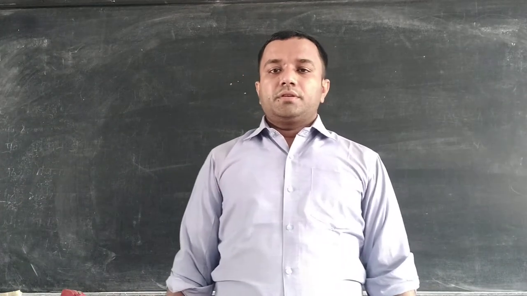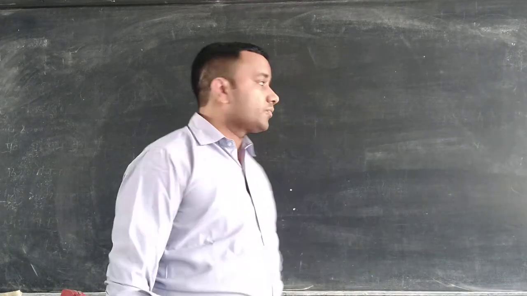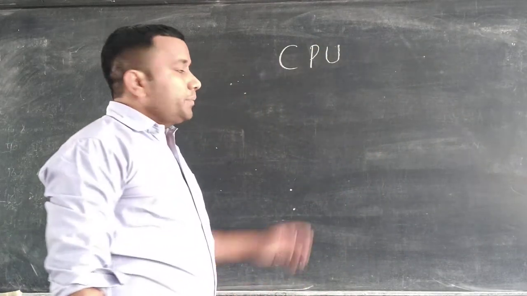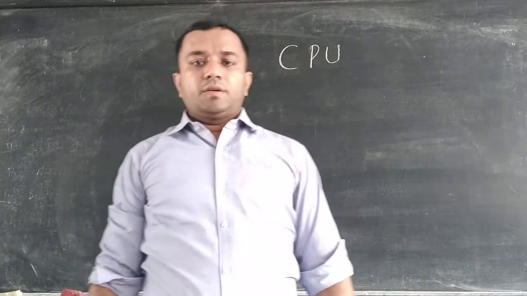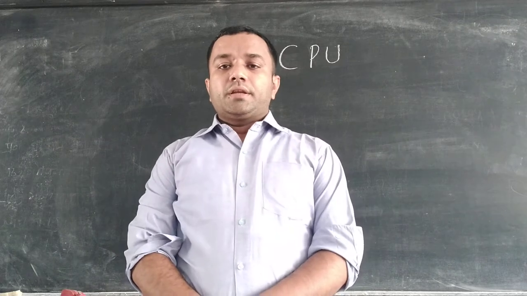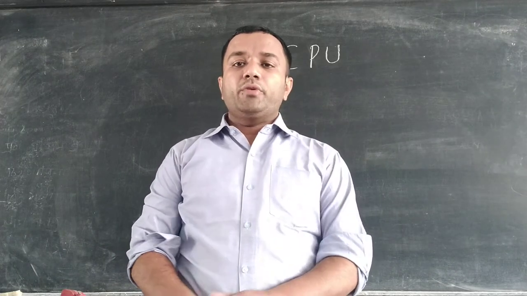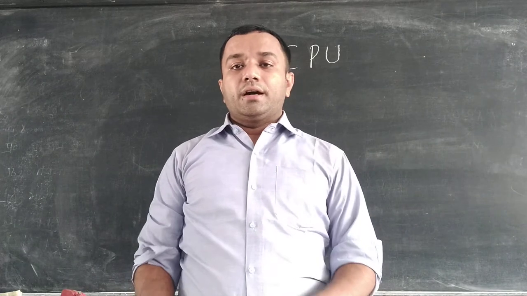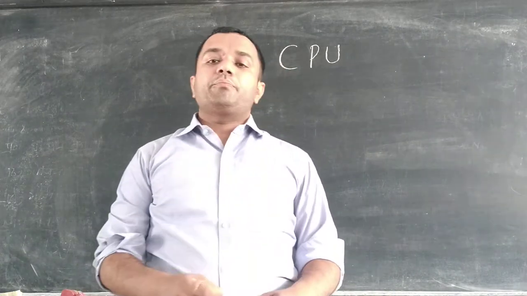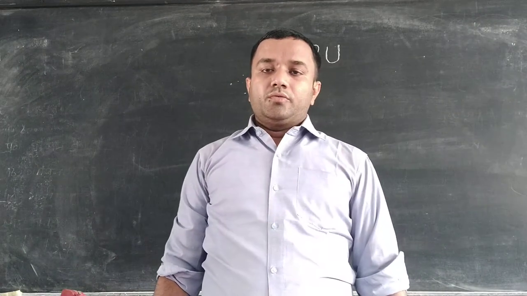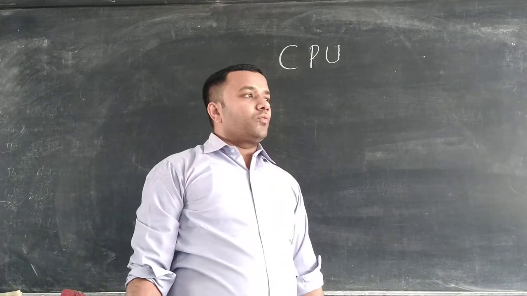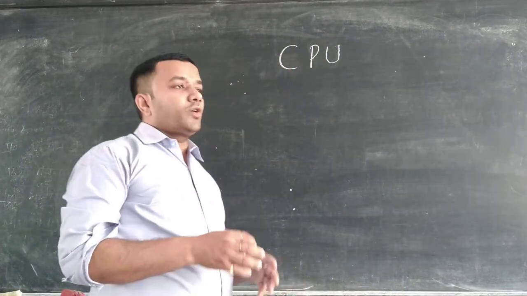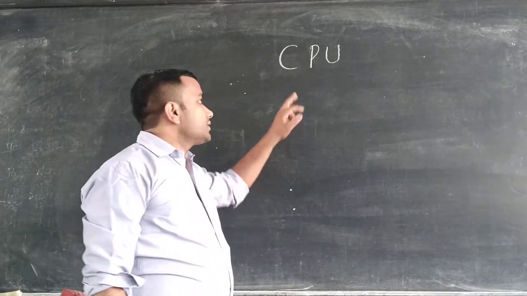Today our topic is the Central Processing Unit, CPU. The CPU is the brain of the computer. And we all know that the Central Processing Unit is the main unit in a computer system that processes the data with the help of some units. Which types of units, and what is the function of these units? So first, it is also known as the brain of the computer, the Central Processing Unit.